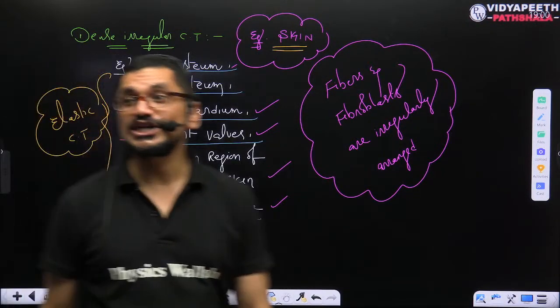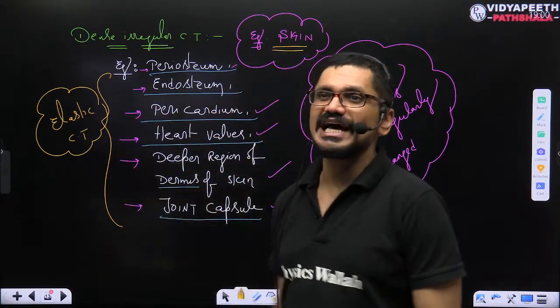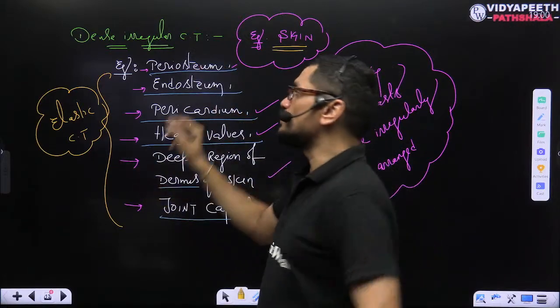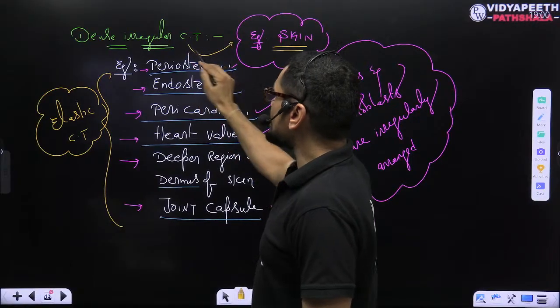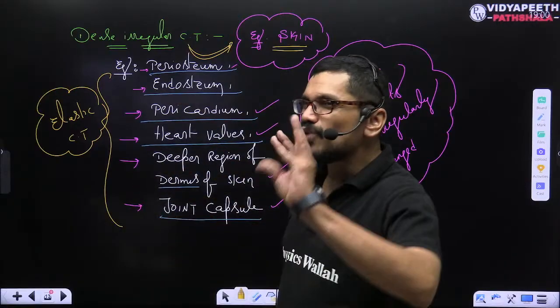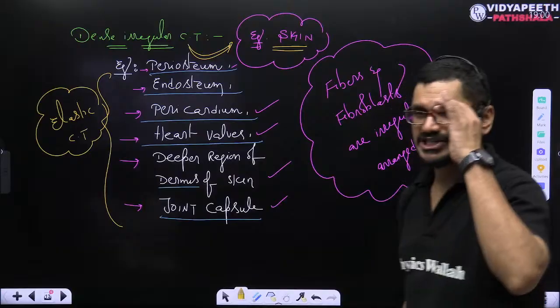So the dense irregular connective tissue present in these areas is nothing but the elastic connective tissue. That's the reason why I told you, if you are not able to remember these examples, simply write that dense irregular connective tissue is present in the skin, and in these areas it will be more elastic, so it comes under elastic connective tissue. That is sufficient, no need to mention separately.